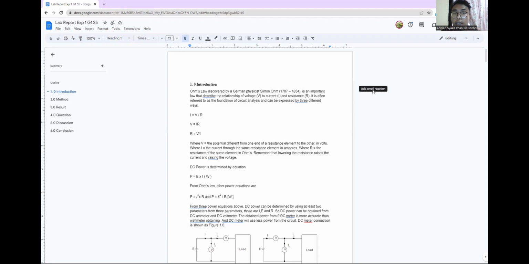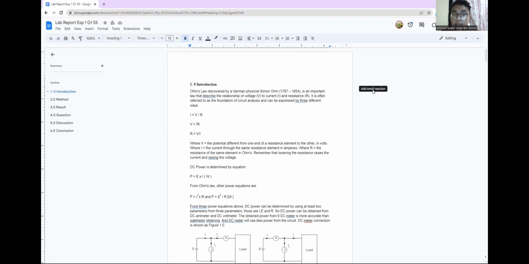Firstly, we can express it as I equal to V over R. Second, V equal to IR. And the last one is R equal to V over I, where V is the potential difference from one end of a resistive element to the other, I is the current through the same resistive element in amperes, and R is the resistance of the same element in ohms. Remember that lowering the resistance raises the current, and so does raising the voltage.